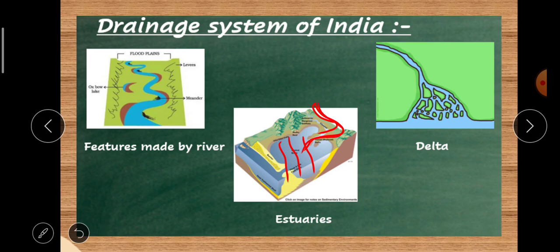Here we have taken the example of the Narmada river, that's why we are saying Arabian Sea. If it's any other river, then when a river is directly draining its water into a large water body, that is known as an estuary. So this is mainly formed by peninsular rivers.